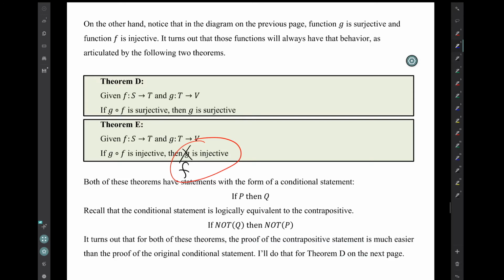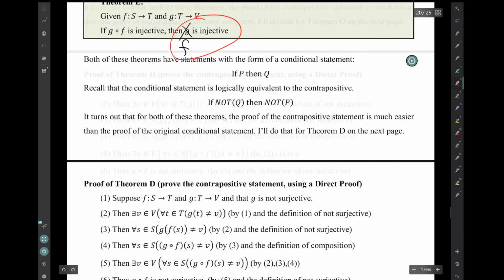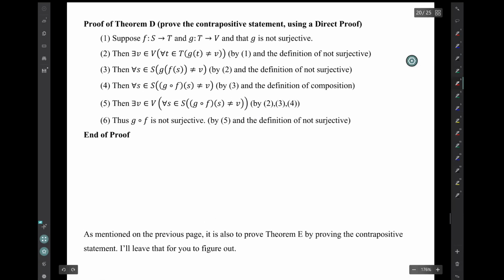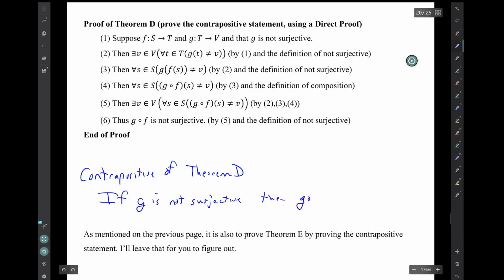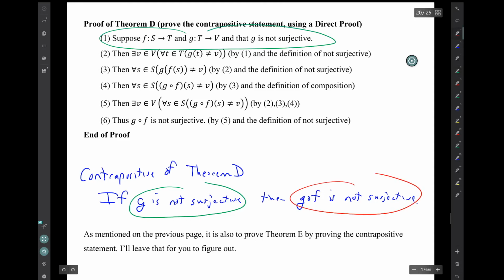So here's theorem D. Theorem D says if g composed with f is surjective, then g is surjective. The contrapositive says if g is not surjective, then g composed with f is not surjective. So notice we're going to do a direct proof of this. So we're going to start with this: suppose that g is not surjective, and we're going to end with this: therefore, g composed with f is not surjective.